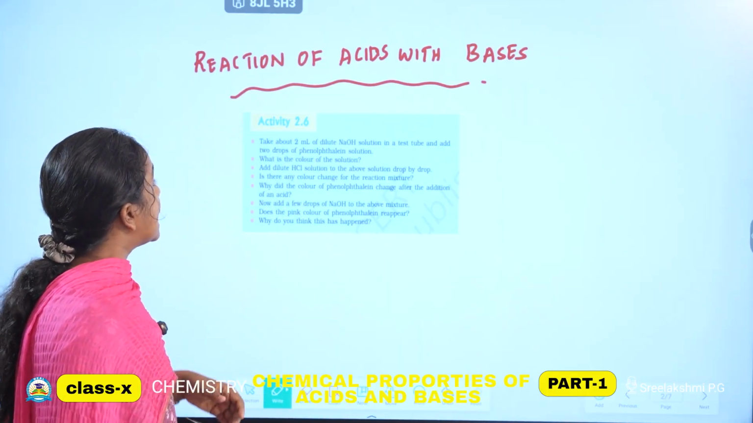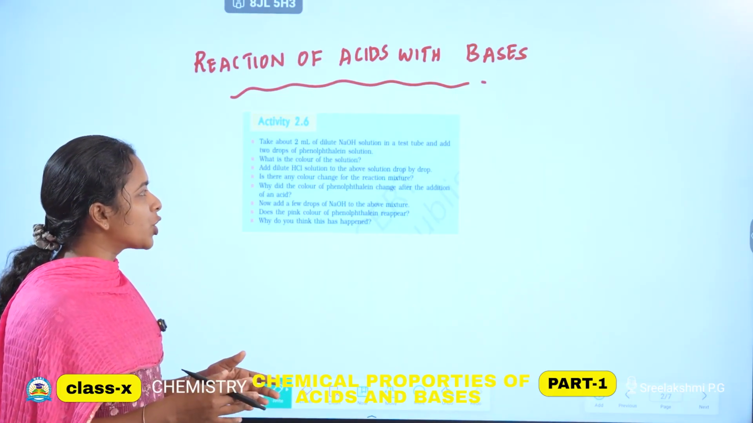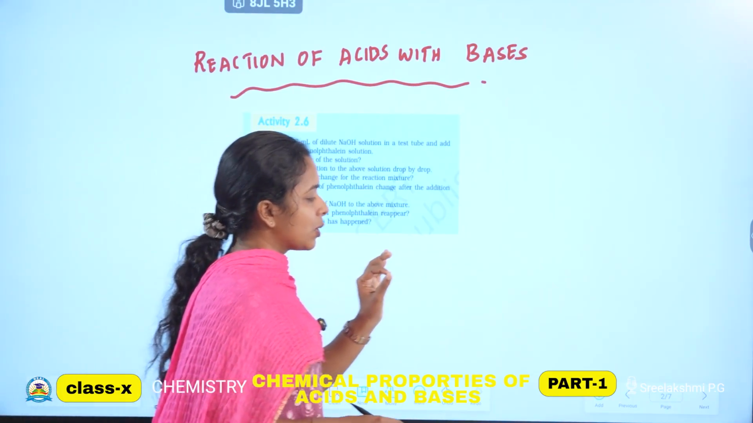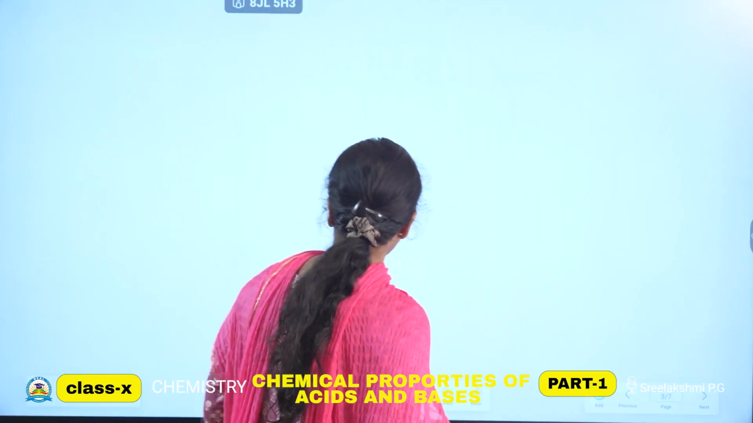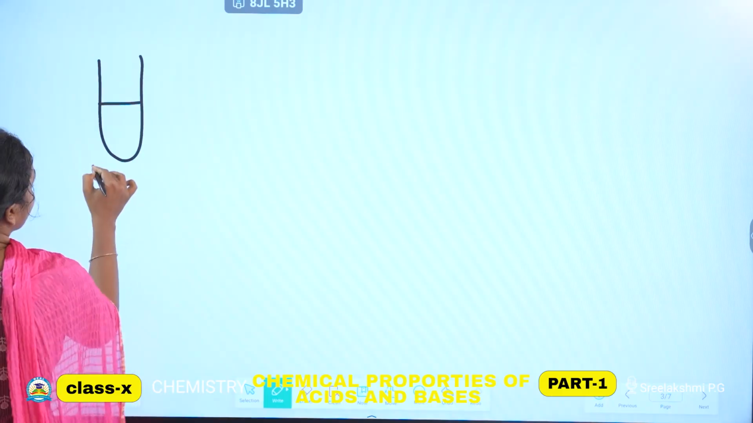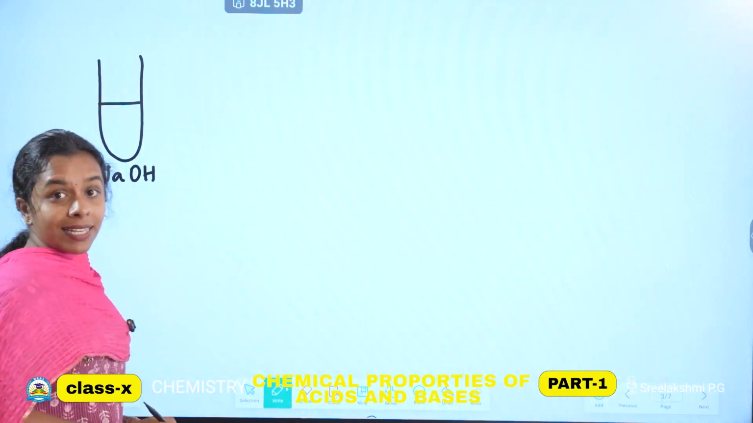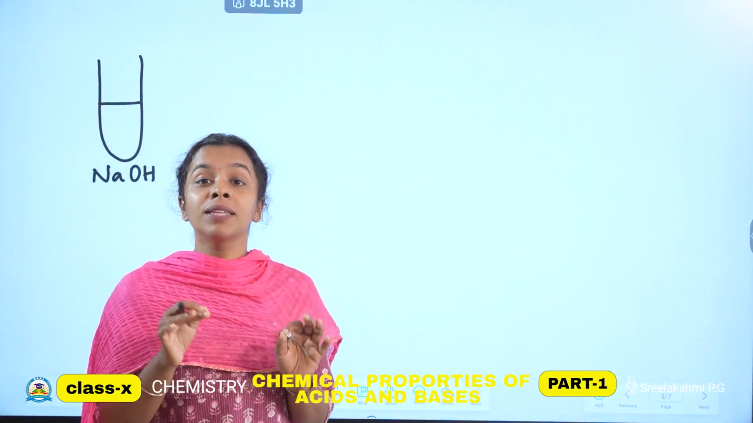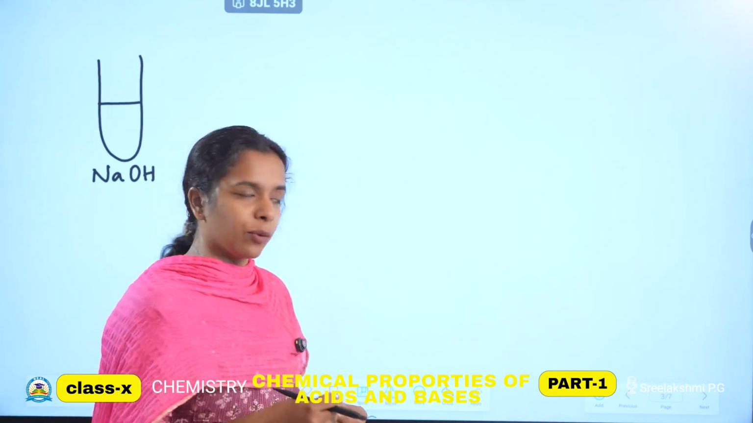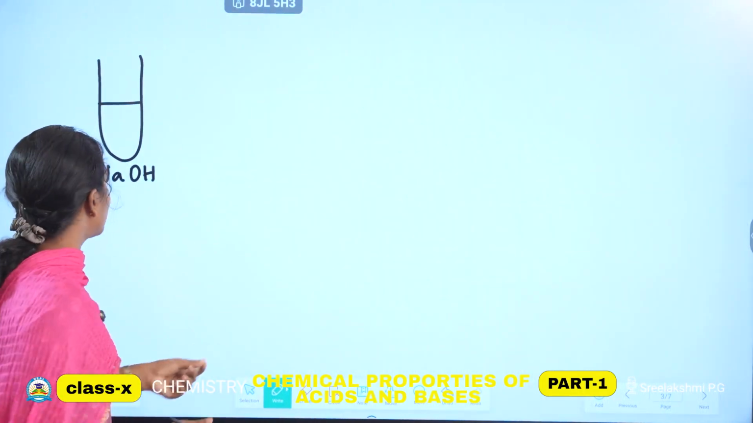Here they have given: take about 2 ml of dilute NaOH solution in a test tube and add 2 drops of phenolphthalein solution. That we will do first. First, in a test tube, we will take NaOH solution. What is meant by NaOH solution? Yes, it is a base, sodium hydroxide, a base that produces OH minus ions. So in a test tube, we have taken 2 ml of NaOH solution.